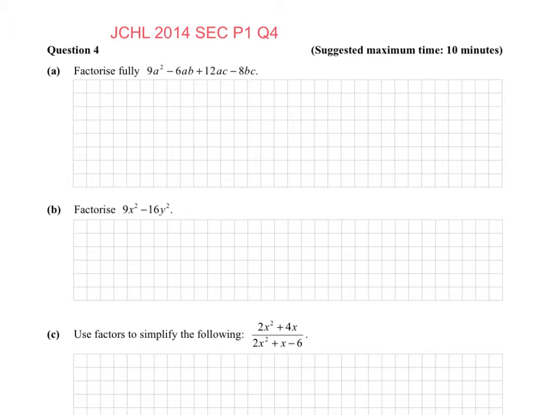Junior Cycle Higher Level 2014 June SEC paper 1 question 4. This is an algebra question and it's looking for you to do some factorizing. Don't forget, a factor is something that goes into a larger number.